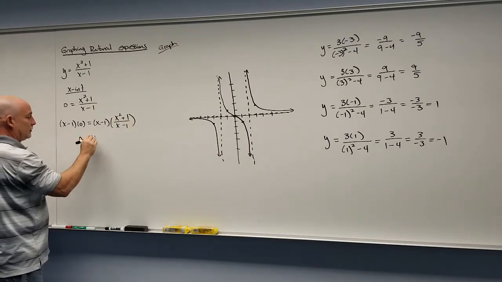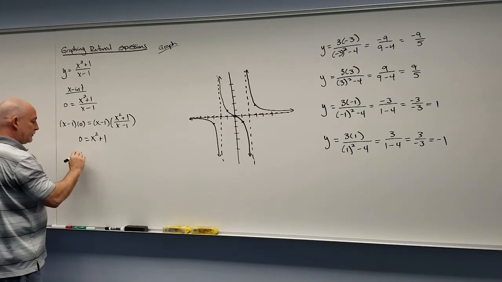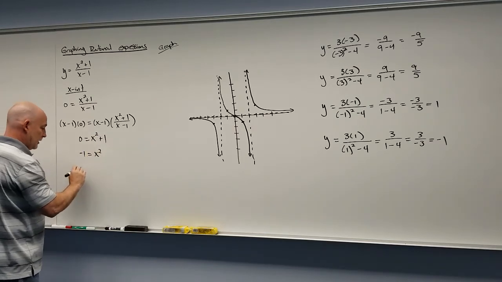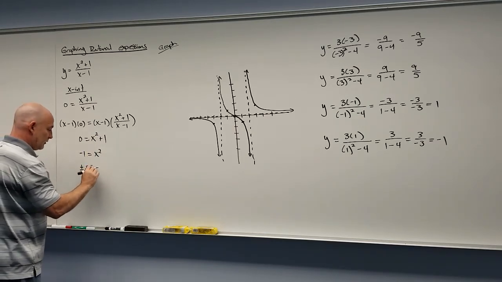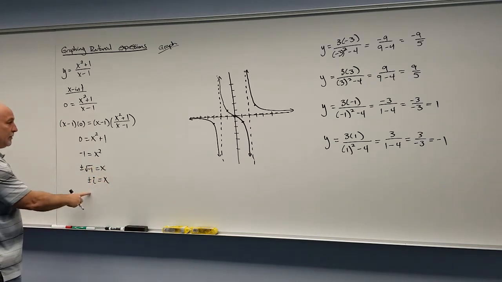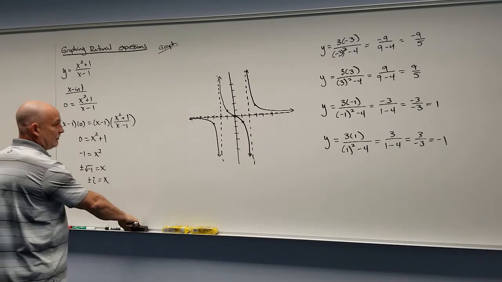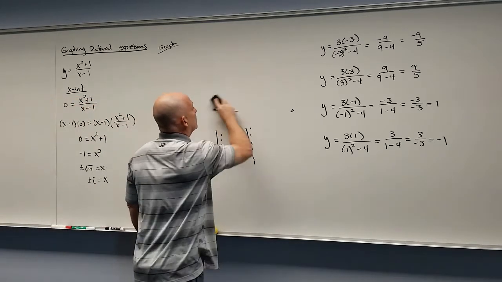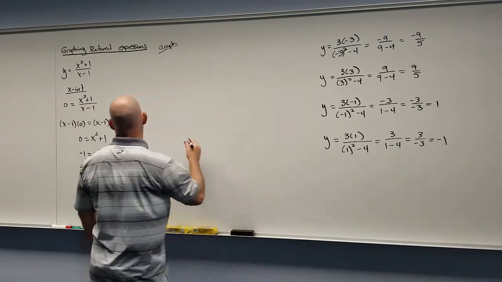So we get 0 is equal to x squared plus 1. So -1 is equal to x squared. So plus or minus square root of -1 is x. So that's plus or minus i. Well, since that's imaginary, that means we're not going to have any x-intercepts. The graph never touches the x-axis.